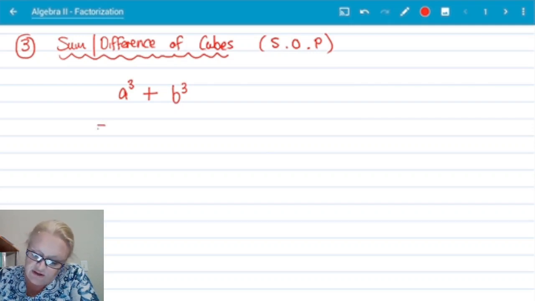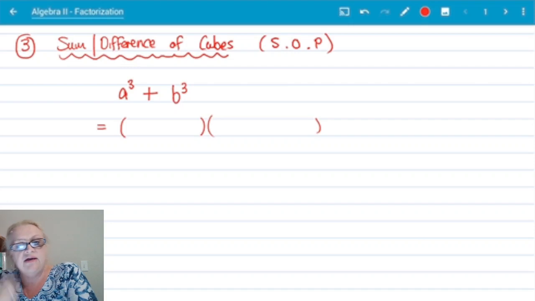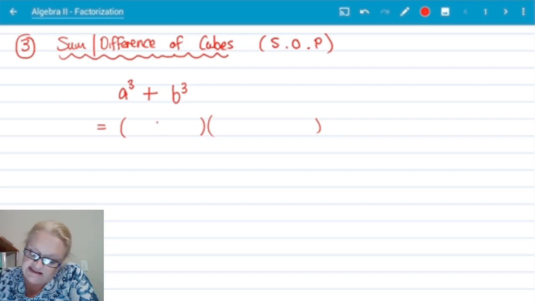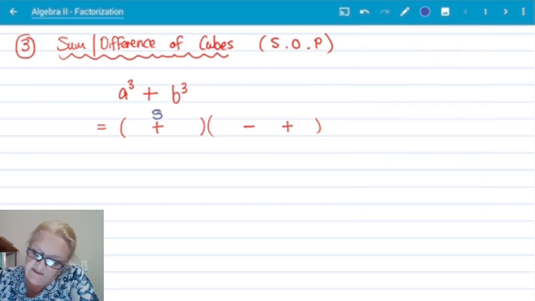If this happens, you're going to open up a small bracket and a big bracket. We'll have a binomial in the first bracket, and we'll have a trinomial in the second bracket. Now what we do is we are going to spell SOP with our signs. We're going to put the same sign here, the opposite sign there, and always a plus in the last position. So that's where the SOP comes from. Same, opposite, plus.